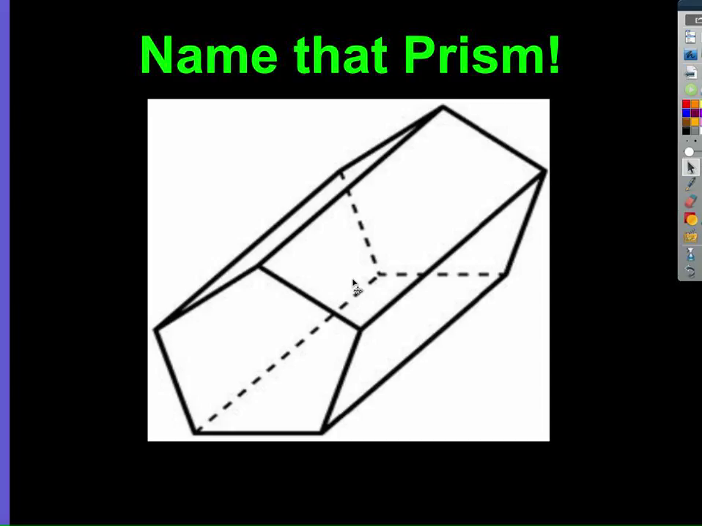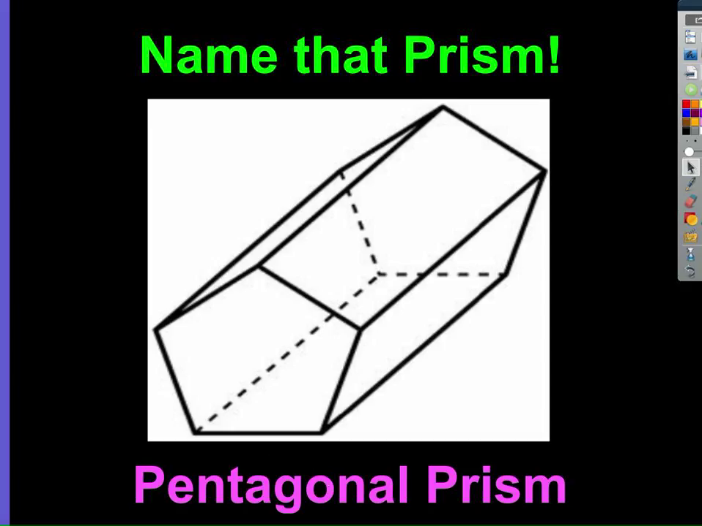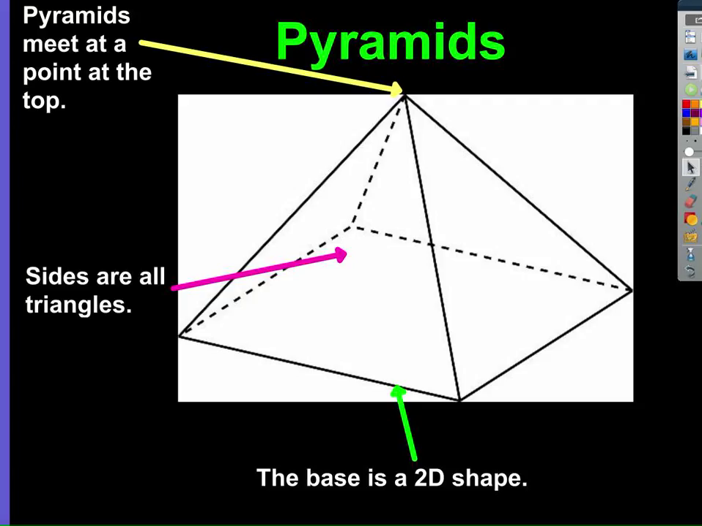This next one, same thing. Rectangles are connecting together the front and back shape, or top and bottom shape, depending on how it's sitting. This one is known as a 1, 2, 3, 4, 5-sided shape on both sides, so this is a pentagonal prism.